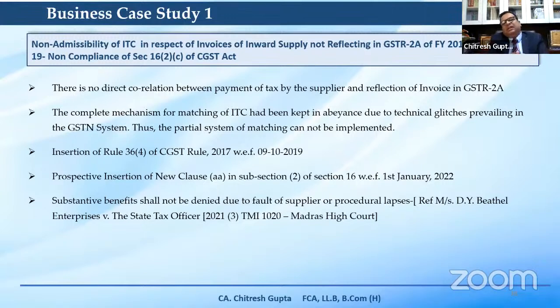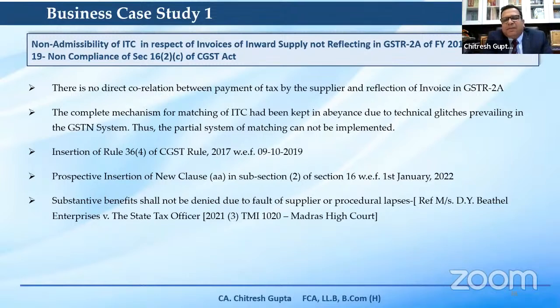Suppose the wrong GSTN number has been mentioned by the supplier while uploading the return. Now the time has passed and he cannot amend the GSTR 1. So in that case, due to one procedural lapse, the mentioning of the wrong GSTN number of the recipient, whether the government will disallow the credit? No sir, they cannot disallow the credit.